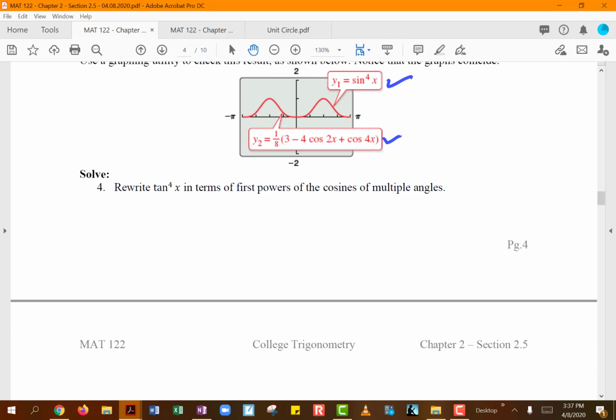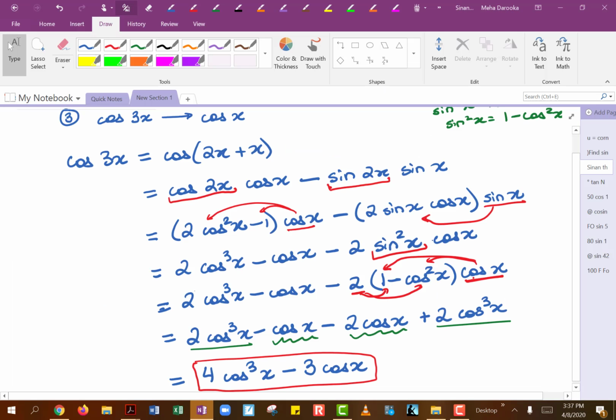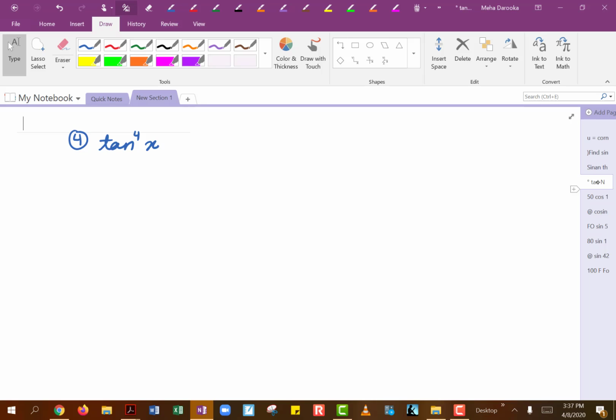So our example is pretty similar to that one. We are given tangent to the fourth power of x, and we have to basically write it in the first powers of cosine of multiple angles. So again, it's cosine of multiple angles. So let's go ahead and take a look at this example over here. So this was number 4. Just like we did in example 4, that's the same thing we're going to do here. We are going to rewrite this as tangent squared and then the whole thing raised to the second power.